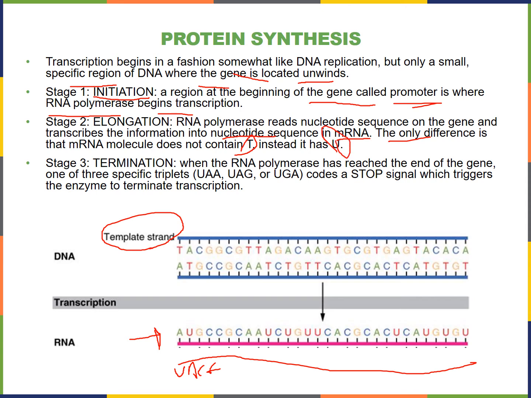Stage 3, termination: when the RNA polymerase has reached the end of the gene, one of 3 specific triplets, like a stop sign, UAA, UAG, UGA, remember yoga? They all start with U: UAA, UAG, UGA. They cause a stop signal which triggers the enzyme to terminate transcription.